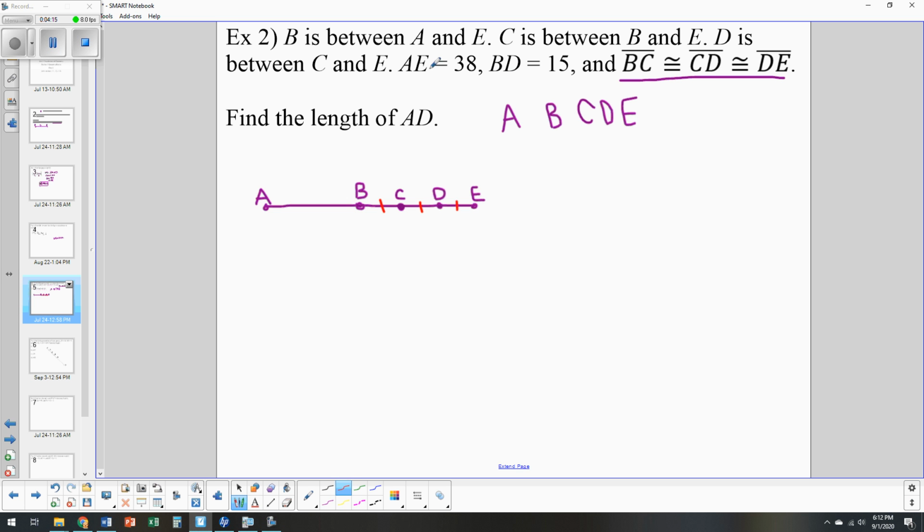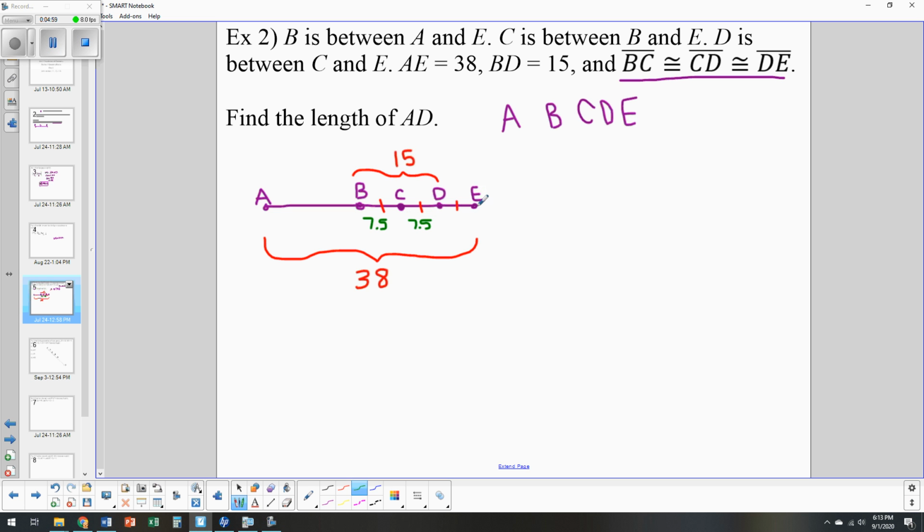And I'm also going to fill in the fact that AE, from A to E, the whole entire thing, was 38. We also know from B to D is 15. So we actually have enough information to find out what everything else is right now. The first thing I can do is from B to D is 15. And that is made up of two different segments. Right? It's made up of BC and CD. So if BC plus CD equals 15 and they're the same, I could divide 15 by 2 and get 7.5 for each one.